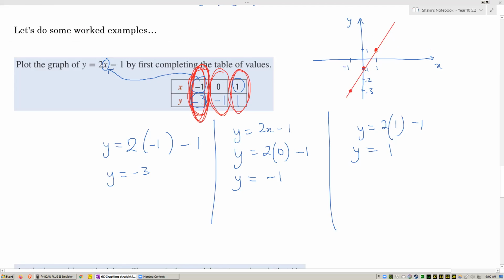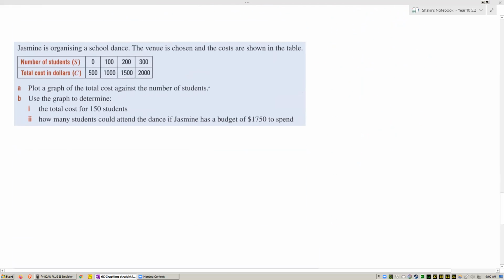Let's have a look at another example. Jasmine is organizing a school dance. The venue is chosen and the costs are shown in the table. And they've given you a table of values. It says plot a graph of the total cost against the number of students. So total cost against the number of students. And so it starts at 0. So I'm going to draw a graph like this.